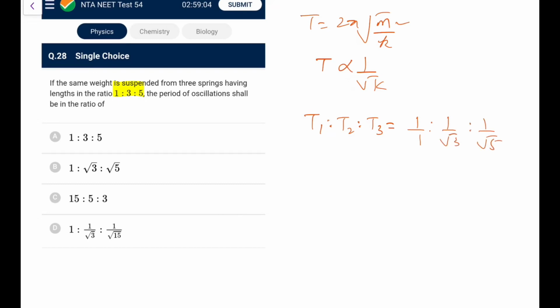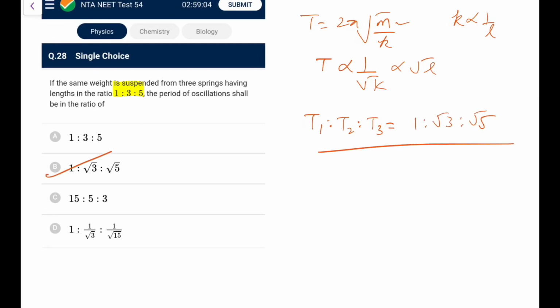So doing it, what we will have, as per the options, if I go, it is having length. Okay, it's my mistake, it's the length, not the spring constant, and what we know generally k is inverse to L. So this will become proportional to root L. So now what we have, 1, root 3, root 5. Just remember like this. So read the question carefully. So it would be option B.